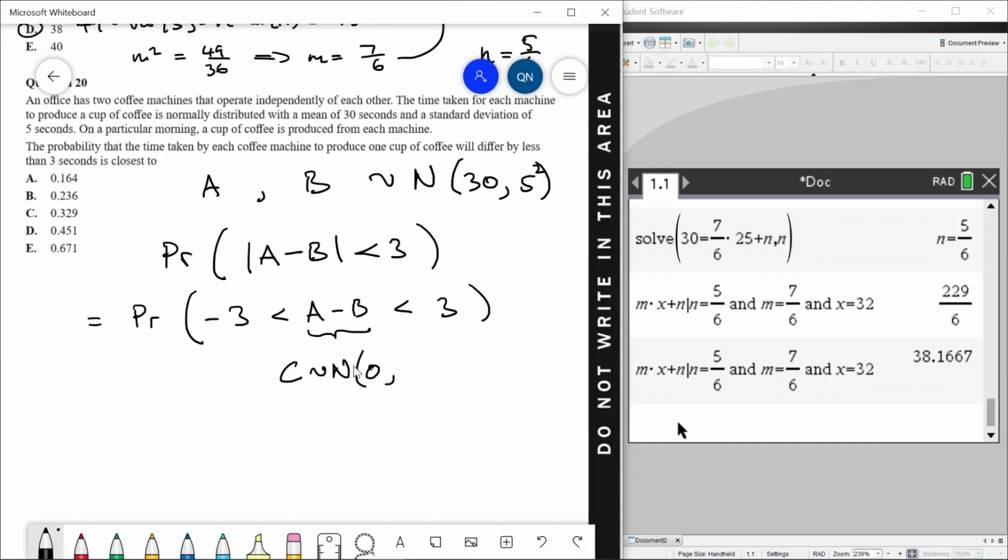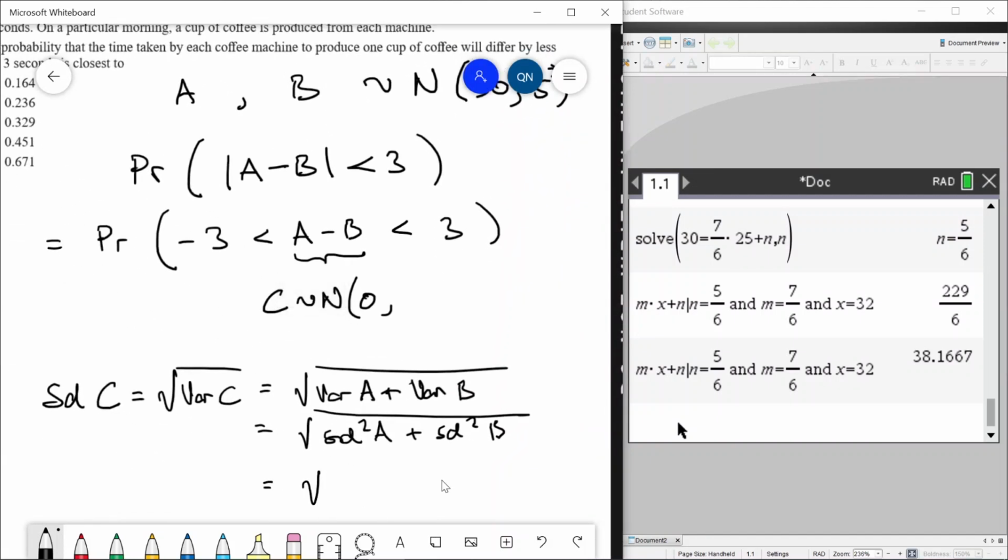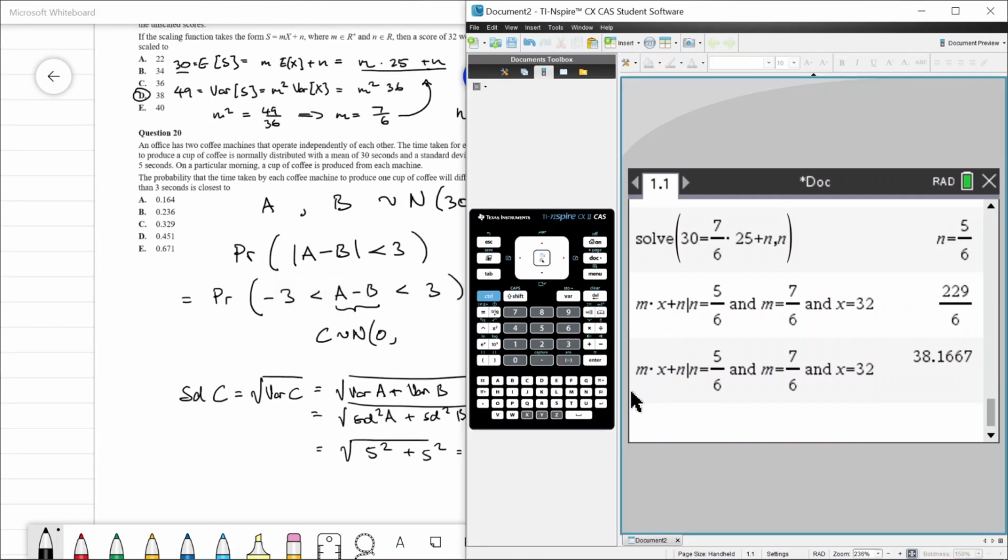As for the standard deviation, it's not going to be too straightforward. The standard deviation of C is the square root of the variance of C. C is A minus B, so that's the square root of the variance of A, and since there's a negative, you have to square the negative, so it's a plus the variance of B. The variance of A is just the standard deviation squared of A, plus the standard deviation squared of B. We know the standard deviations of A and B are both 5, so this is the square root of 5 squared plus 5 squared, which is the square root of 50.